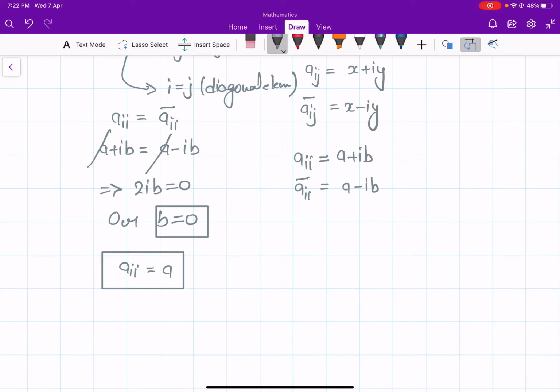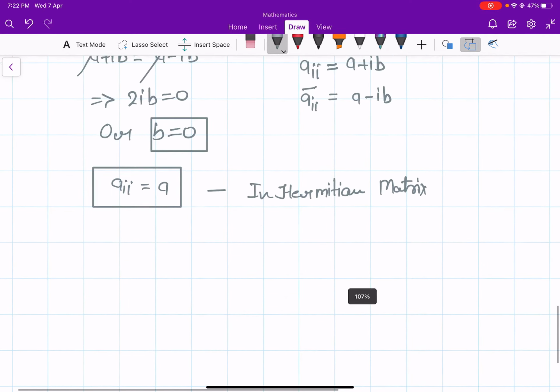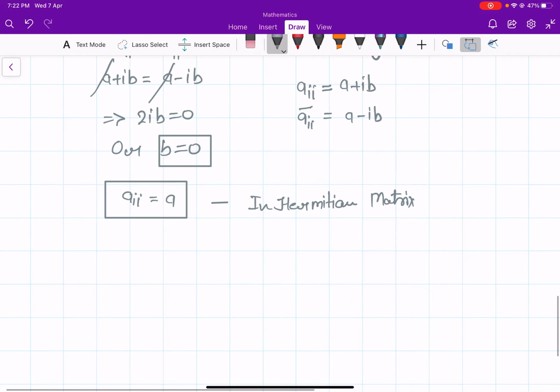So we can say that in a Hermitian matrix, the first condition is that it will be a square matrix.